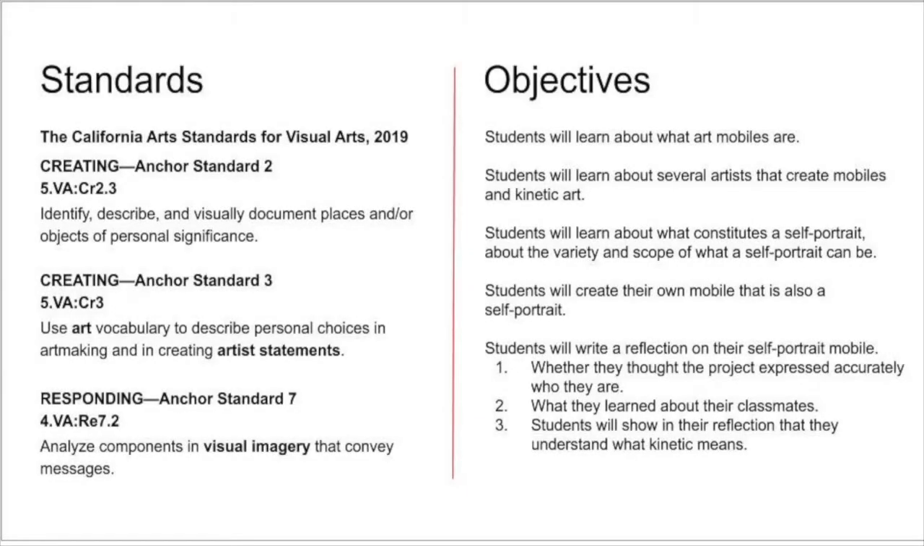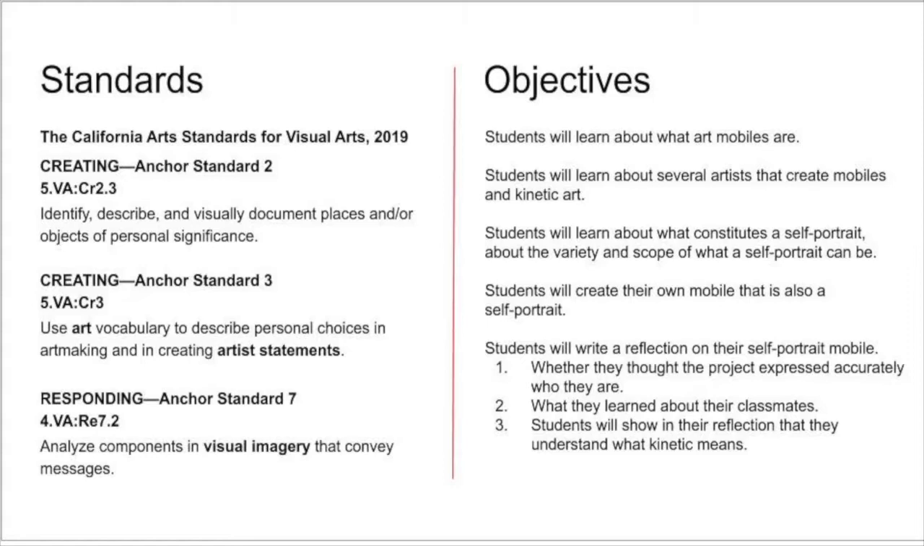The standards for this lesson come from the California Art Standards for Visual Arts, updated in 2019. Identify, describe, and visually document places and/or objects of personal significance. Use art vocabulary to describe personal choices in art making and in creating artist statements. Analyze components in visual imagery that convey messages.